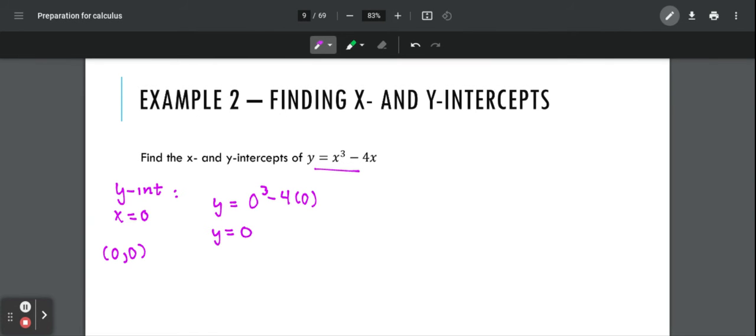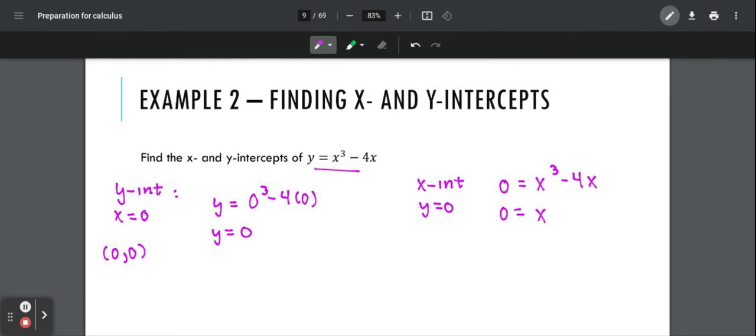And so that should clue you into then, okay, well, that's going to also be one of my x-intercepts. So if we're looking for our x-intercept, we would be looking for when y is 0. If we plug a 0 in for y, we get x cubed minus 4x. And so here what you're going to have to do is factor, right? We have it set equal to 0.